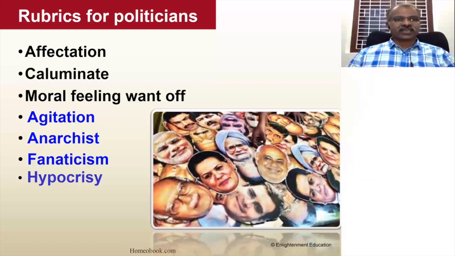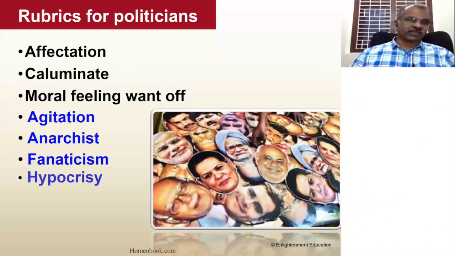Calumniate means they are always using false language or false statements against the leader of the opposition or against the leaders. Always they are doing this type of false statements. That's a calumniate. And the third is moral feeling, want of. They have a lack of moral feeling. For getting power, they will do anything. That we witnessed everywhere across India recently. Moral feeling want of.